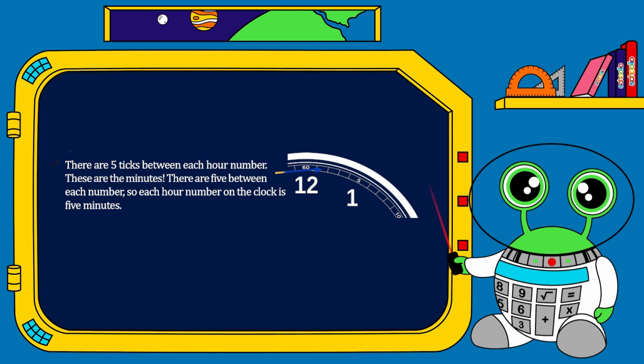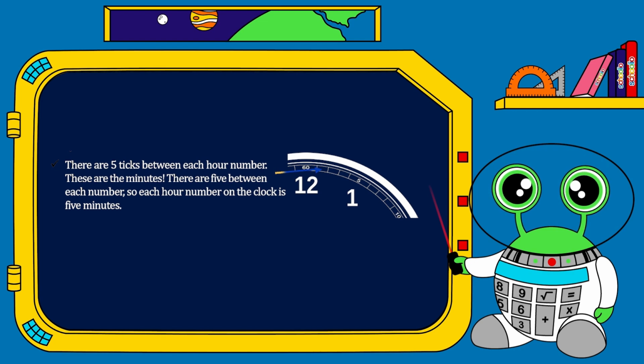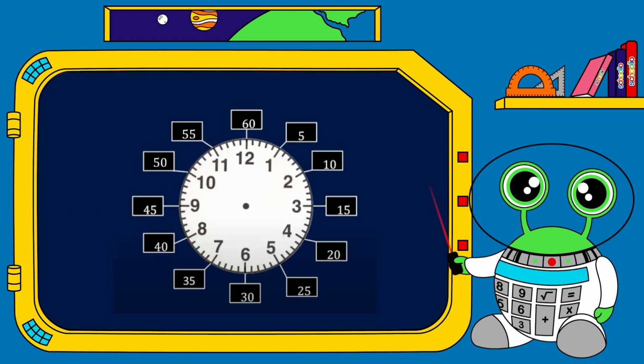Can you see the smaller marks between each number on the clock face? There are 5 ticks between each hour number. These are the minutes. There are 5 between each number, so each hour number on the clock is 5 minutes. As you know how to count by fives, you can use that to count by fives around the clock face.